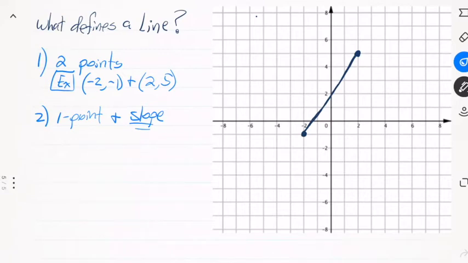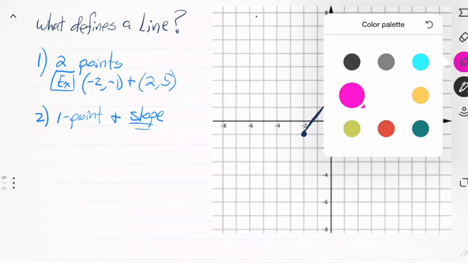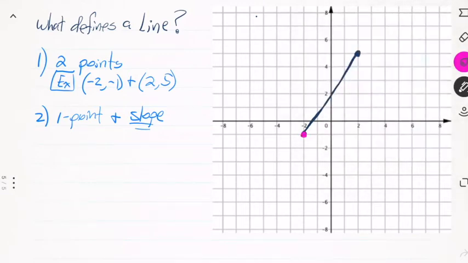So let's let our 1 point be, let's do it in hot pink, this point, (-2, -1), our given point, and I want to talk about slope. Now, slope is just how I go from this pink point to this pink point. And the only things that you can do on graph paper, this rectangular grid that we have here, is to move horizontally left and right or vertically up and down. There is no such thing as counting diagonally.